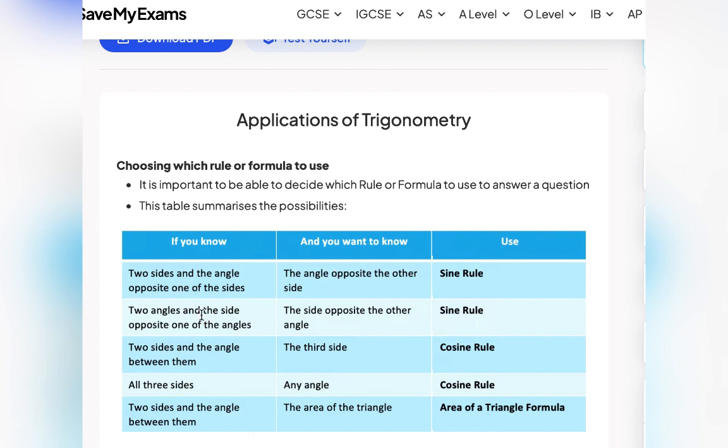If you are given two sides of a triangle and an angle opposite one of the sides, normally we use the sine rule. That means they've given you two sides and one angle that is opposite one of the sides, and the angle opposite the other side is what you want to find. Then here we use the sine rule.